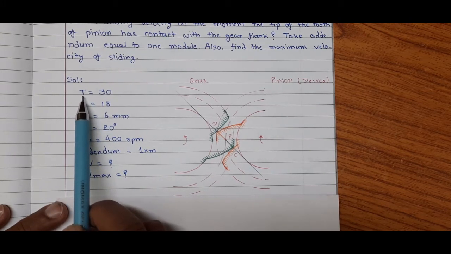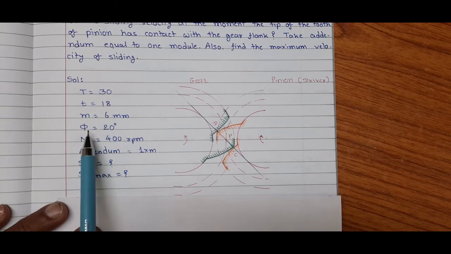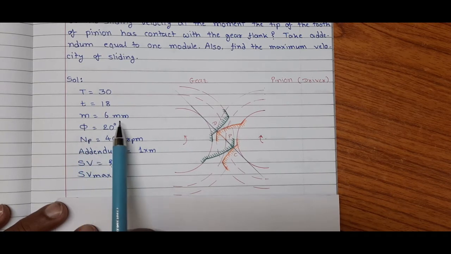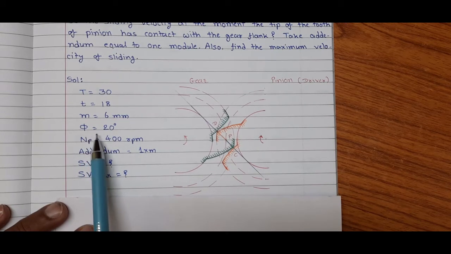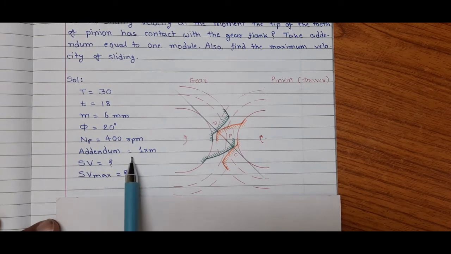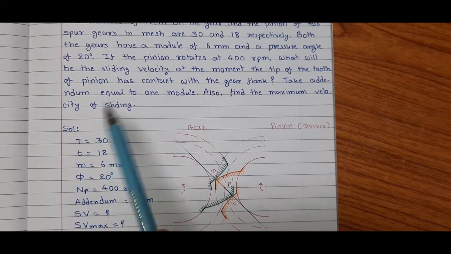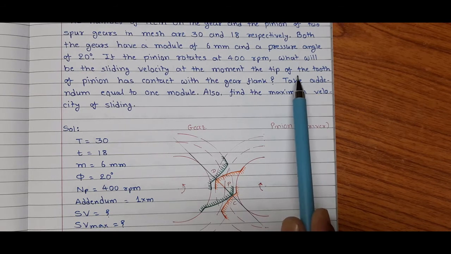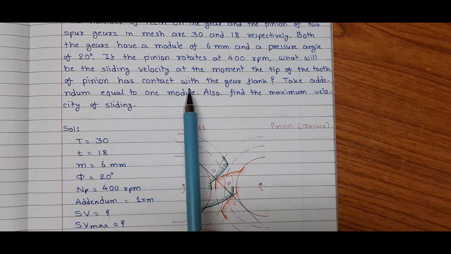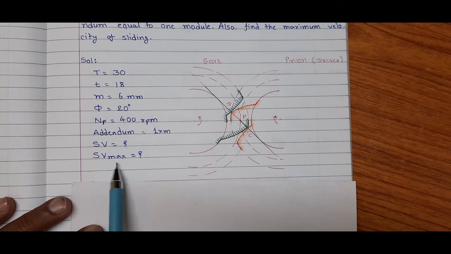Here other information is like this. The number of teeth of the gear, capital T, is 30. Number of teeth of pinion, small t, is 18. Module of the two gears, m, is equal to 6 mm. Pressure angle of them is 20 degree. The speed of the pinion Np is equal to 400 rpm. Addendum is given equal to 1 times module. We have to find out the sliding velocity at the moment the tip of the tooth of pinion has contact with the gear flank, and we have to also find out the sliding velocity when it is maximum.